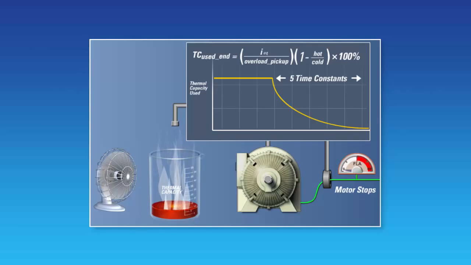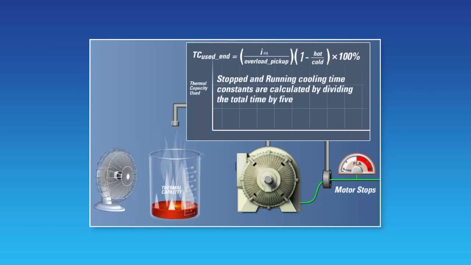The values to be entered for the stopped and running motor cooling time constants can be calculated by dividing the stopped and running cooling times by 5. For example, if the manufacturer states that the running cooling time is 1 hour, then 1/5 of an hour, or 12 minutes, would be entered into the relay as the running cooling time constant.